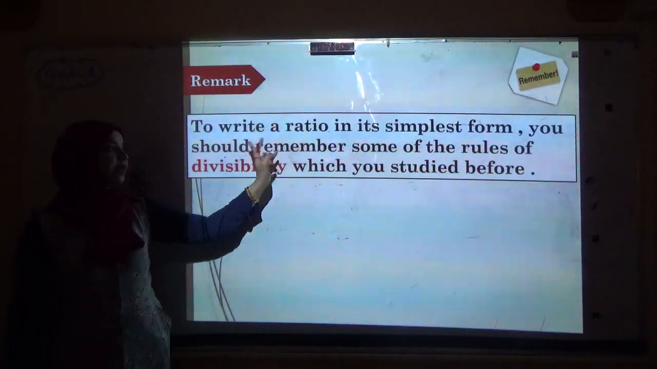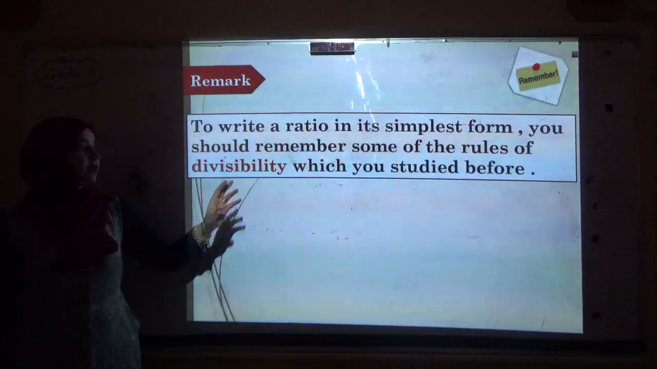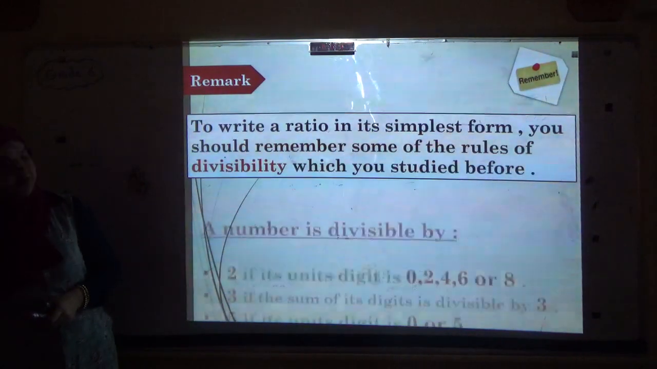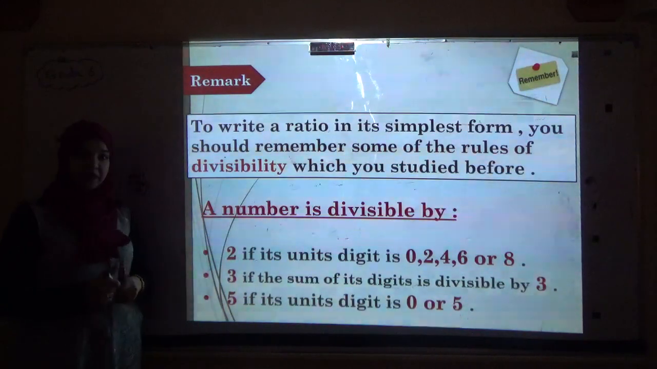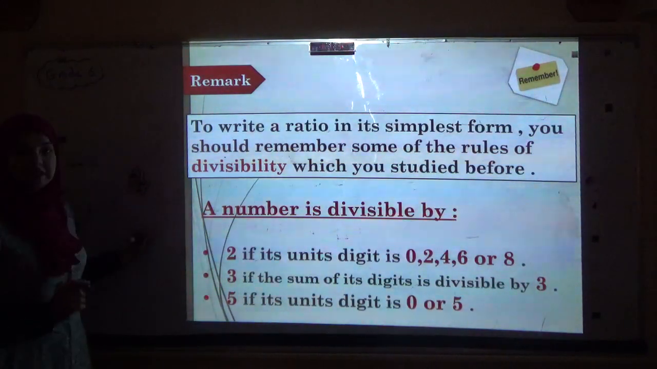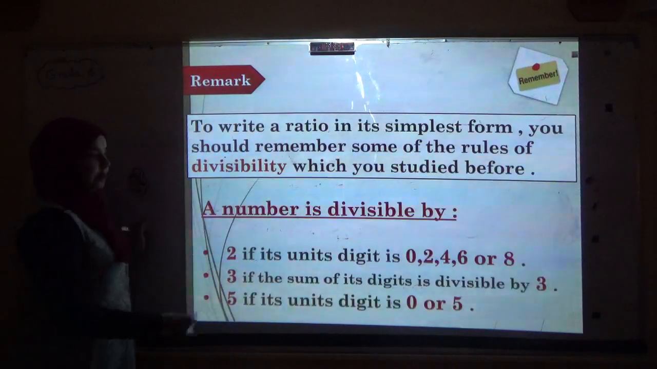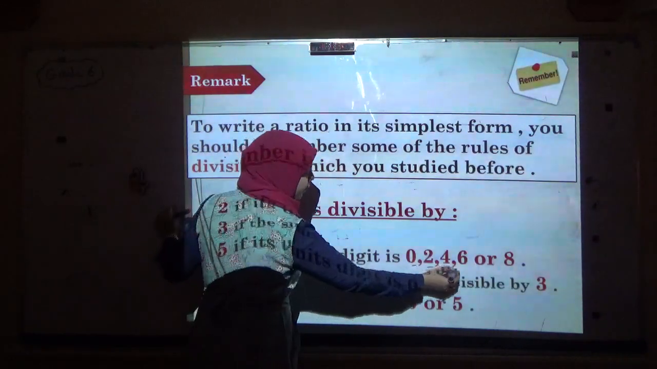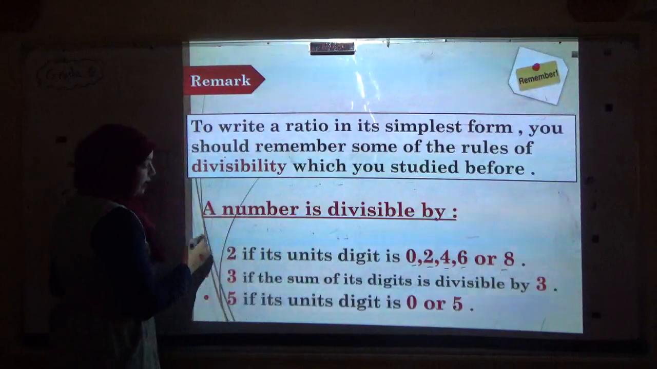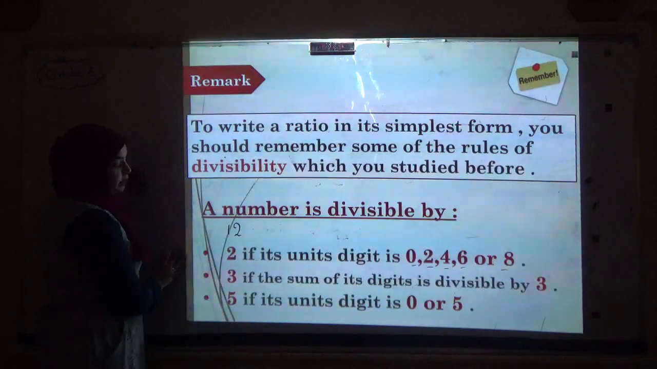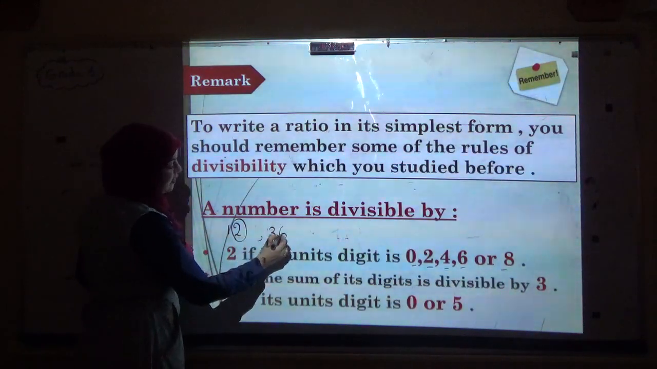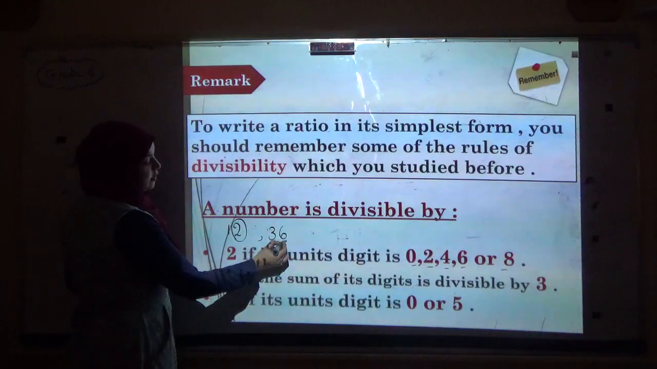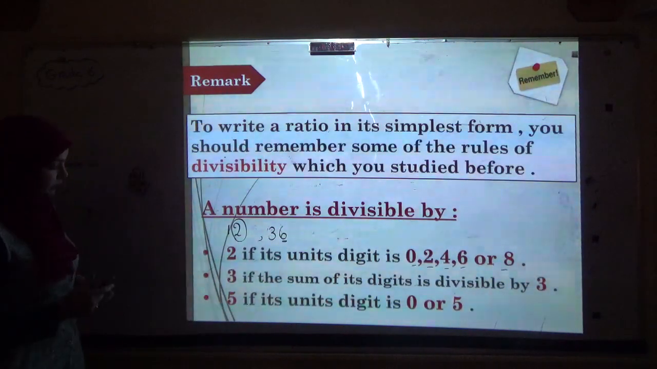Now you should remember some of the rules of divisibility which you studied before. Any number is divisible by 2 if its unit digit is an even number: 0, 2, 4, 6 or 8. For example, 12 is divisible by 2 because the unit digit is 2 and 2 is an even number. Also 36 is divisible by 2 because the unit digit 6 is an even number.